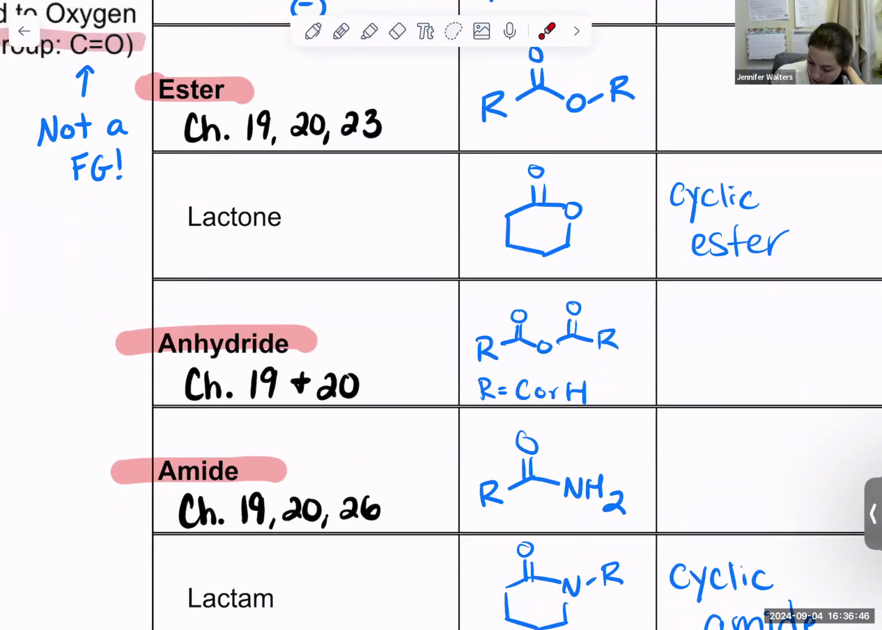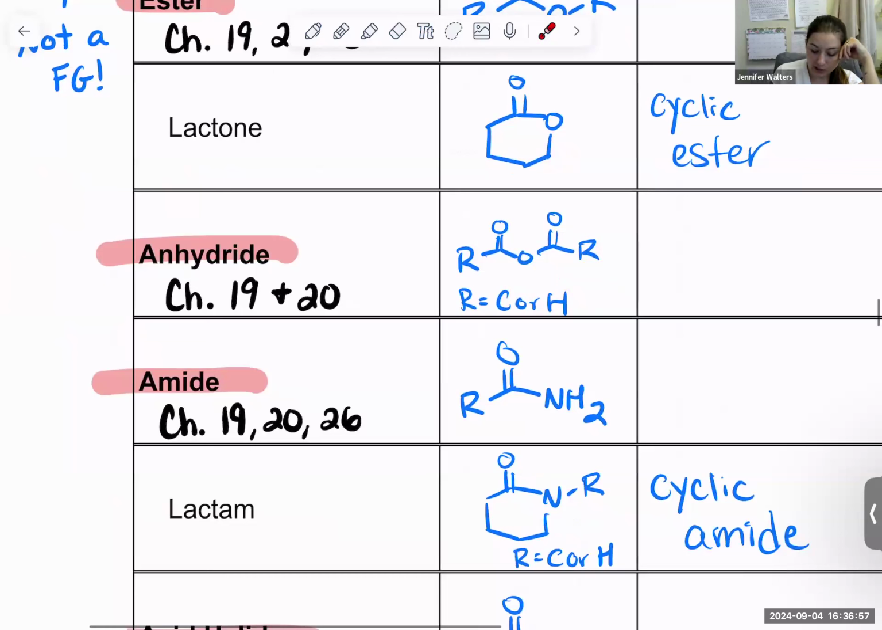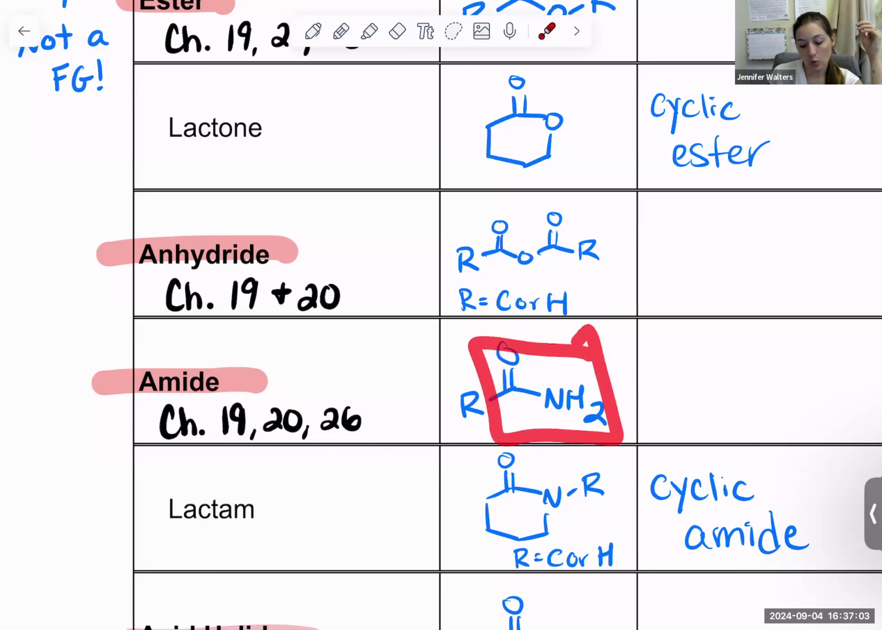An anhydride is where you specifically have carbonyl, oxygen, carbonyl, and you again can have either carbon or hydrogen on either side. An amide is where you have a carbonyl and then NH2, which we will eventually call an amine. It is one functional group when it's next to the carbonyl. It's not an amine, it is an amide. The whole thing is one functional group as soon as it's next to the carbonyl.